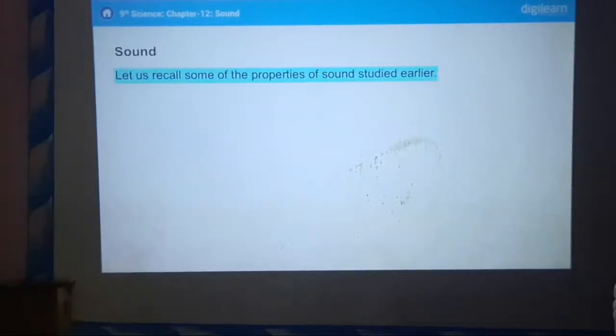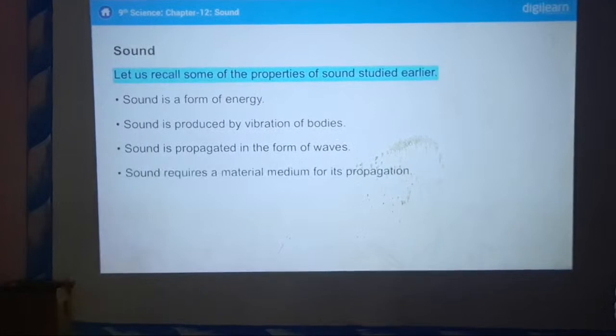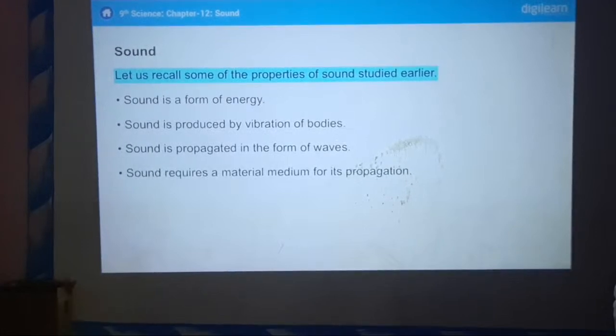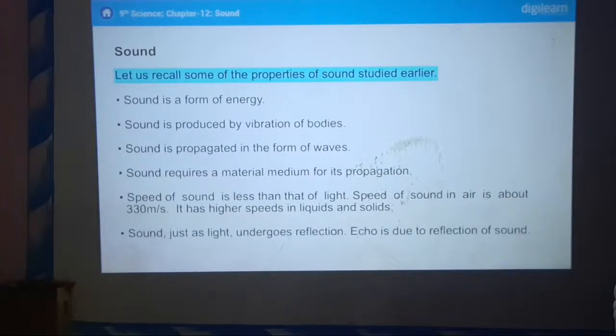Let us recall some of the properties of sound studied earlier. Sound is a form of energy. Sound is produced by vibration of bodies. Sound is propagated in the form of waves. Sound requires a material medium for its propagation. Speed of sound is less than that of light. Speed of sound in air is about 330 meters per second. It has higher speeds in liquids and solids. Sound, just as light, undergoes reflection. Echo is due to reflection of sound.